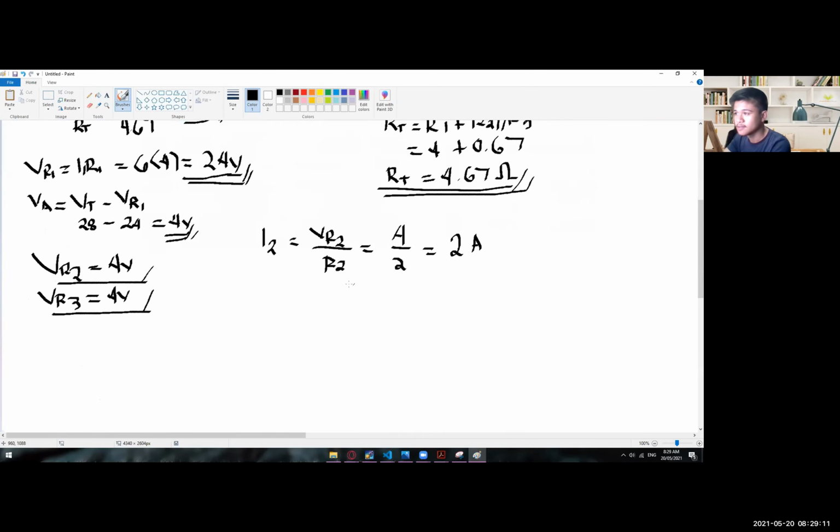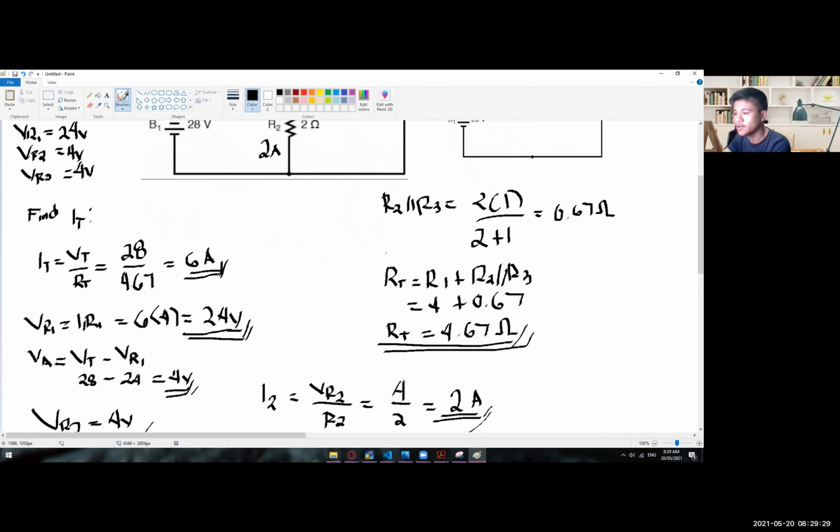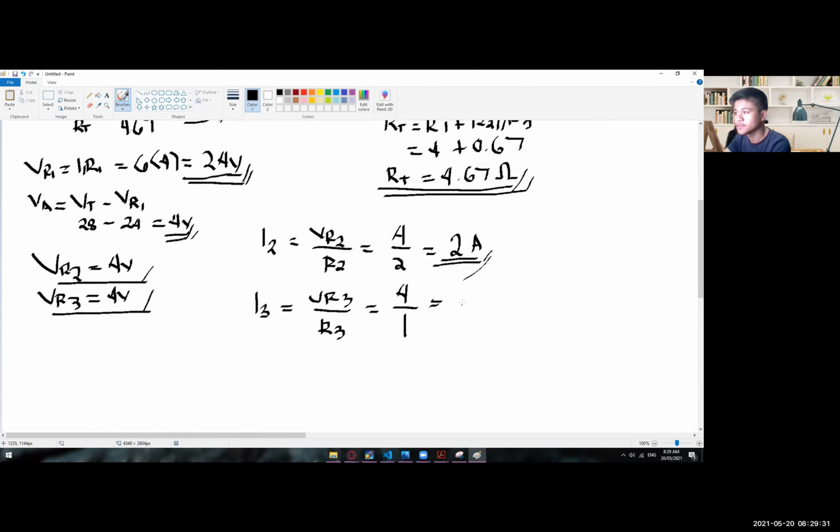But just to show it using an Ohm's law formula, let's do that one. So I3 is equal to VR3 divided by R3. So VR3 is 4 volts and then R3 is 1 ohm. So there you go. 4 divided by 1 is 4 amps.